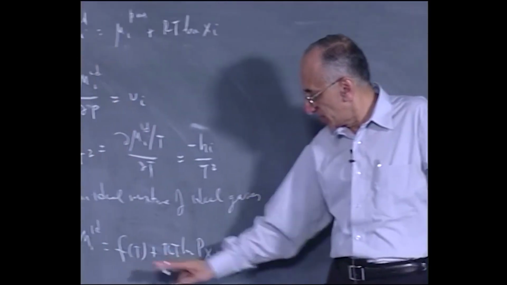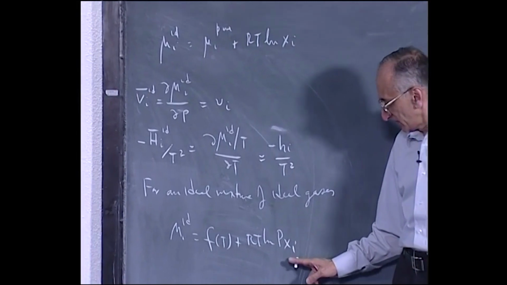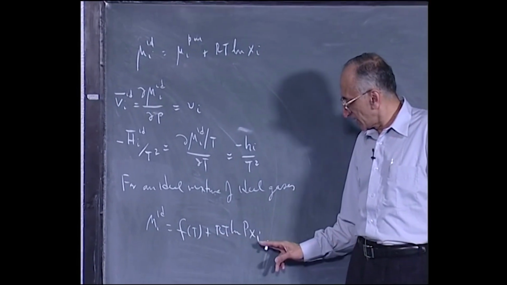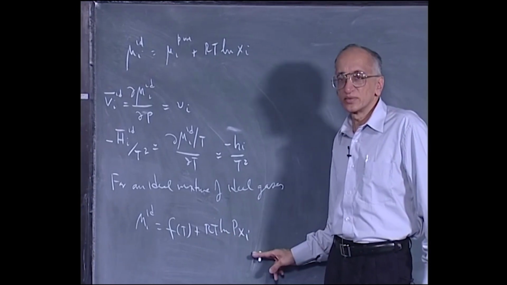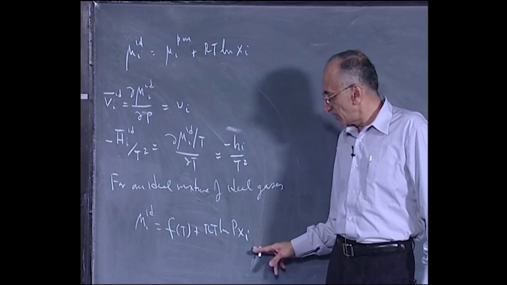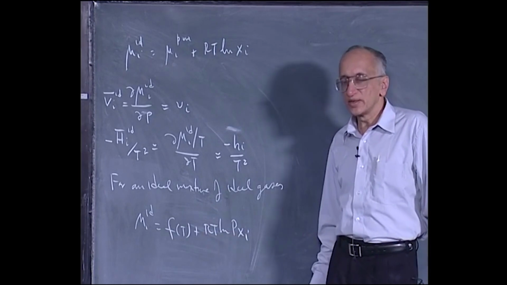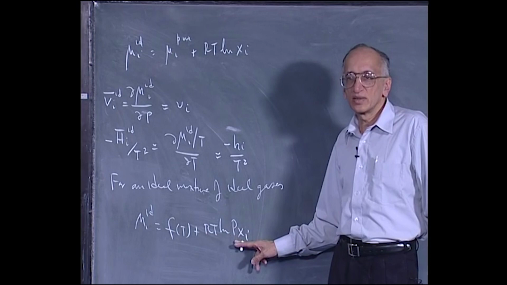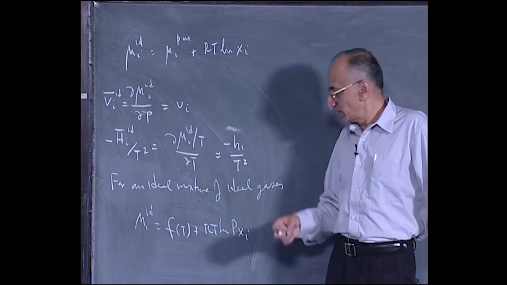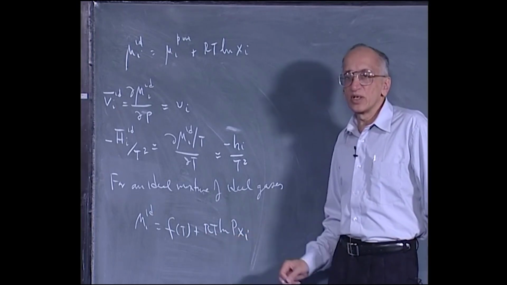You have to give an interpretation for f of t, simply to say what it represents. When xi goes to 1 and p goes to 1, this term goes to 0. When xi goes to 1, you get pure substance, pure I. So pure I at p is equal to 1, at p is equal to 1 is sufficiently low pressure.